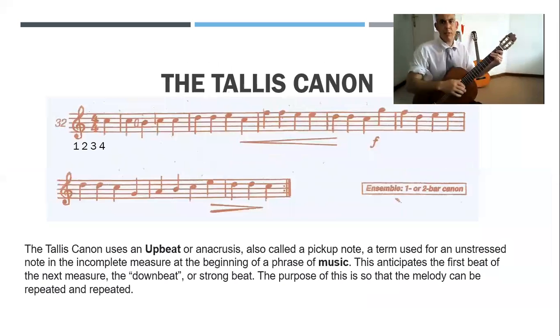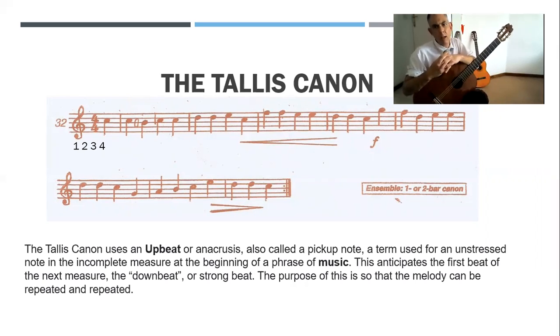The Tallis Canon uses an upbeat or anacrusis, also called a pickup note, a term used for an unstressed note in the incomplete measure at the beginning of a phrase of music. This anticipates the first beat of the next measure, the downbeat or strong beat. The purpose of this is so that the melody can be repeated and repeated.